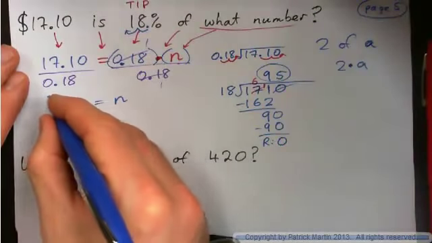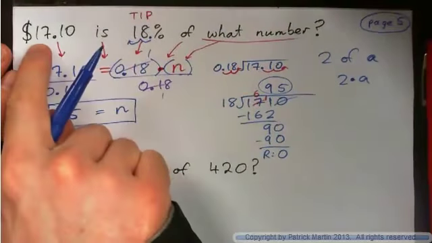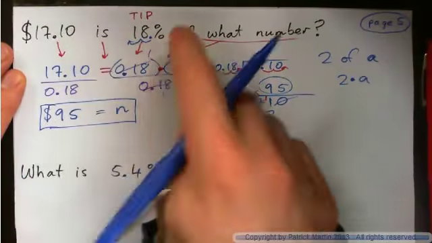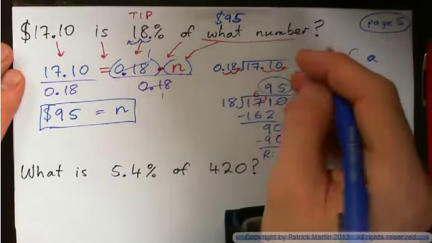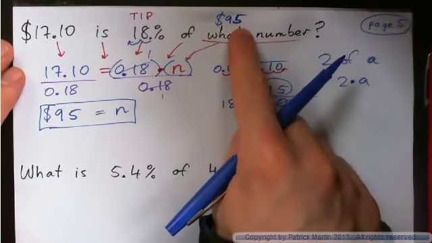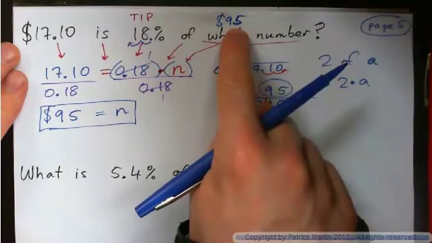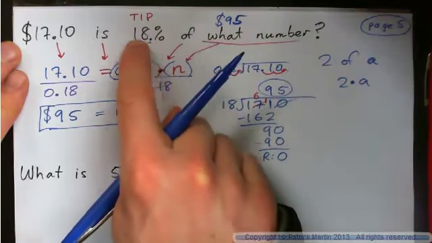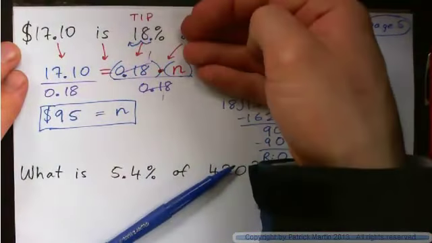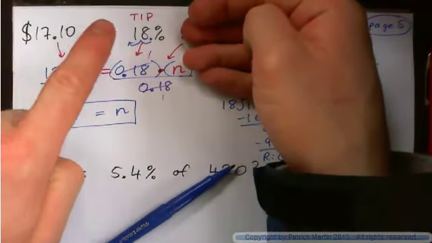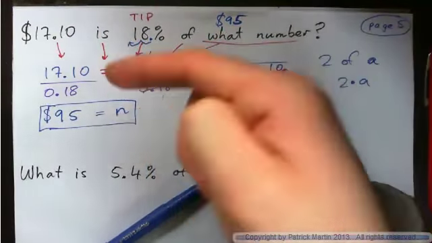So the answer is that the restaurant bill, well, $17.10 is 18% of $95. So for the whole family at the restaurant and the extended family and whoever else turns up, $95 is the total bill at the restaurant. The tip is 18%, and so the tip is $17.10. So if you were just told the tip was $17.10, and you knew it was 18%, then that means the bill must have been 95. So we've just figured that out, right?